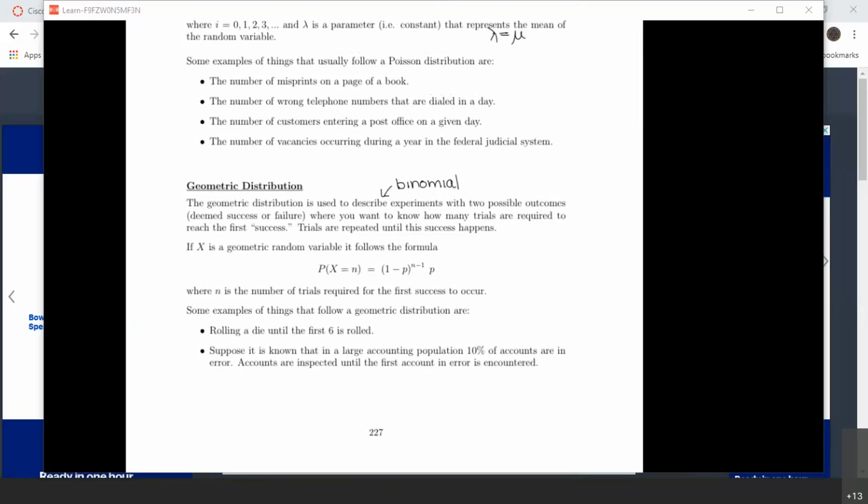Suppose you want to know, in a population where 10% of your accounts have accounting errors in them, and accounts are inspected until you find the first error, how many accounts do you have to look at to find the first error? How many products do you have to look at to find the first defect? Those are all geometric probability distribution questions, where p is the probability of a success.